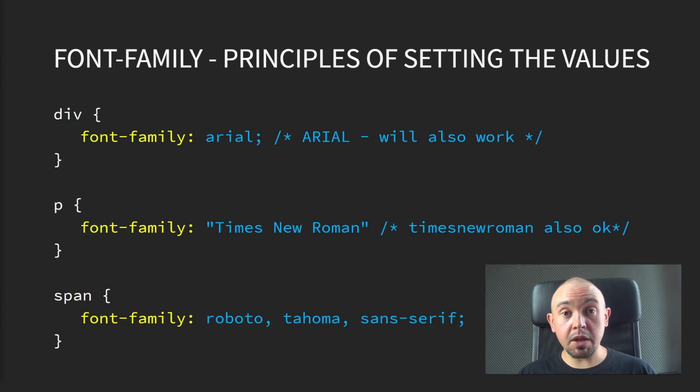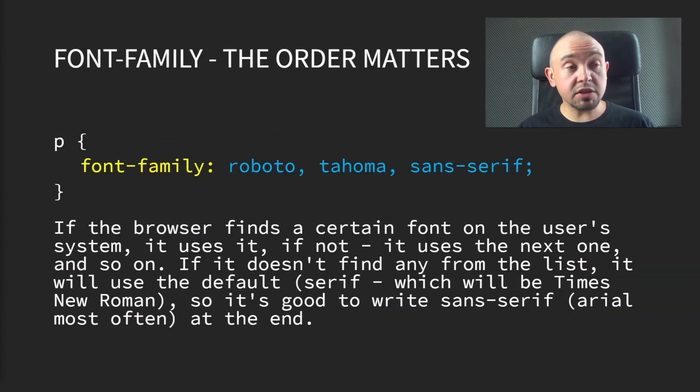In the last example on this slide, you can see that we can specify several fonts for a certain element. Then we separate the font names with a comma. What are we doing this for? I'll tell you about it in a moment. If the browser finds a certain font on the user's system, it uses it. If not, it uses the next one and so on. If it doesn't find any from the list, it will use the default one, serif, which will be Times New Roman. So it's good to write sans serif, which will be Arial most often, at the end.